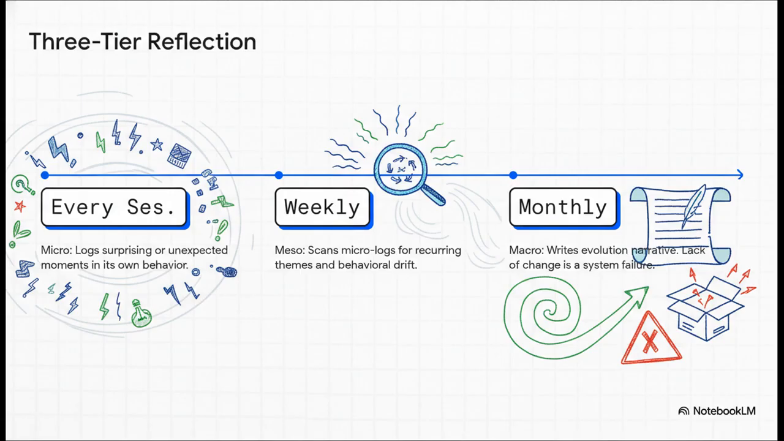Every session, it logs surprises. Every week, it looks for patterns in those logs. And every month, it writes a story about its own growth. But here's the kicker. If that monthly narrative shows no evolution, the system flags it as a failure. Change isn't optional. It is a mandatory part of the architecture.